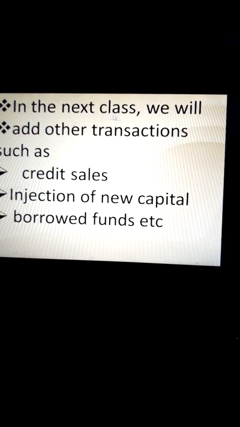Now, in the next class, we will add other transactions such as credit sales, injection of new capital, borrowed funds, etc. Please join us in the next class for further illustrations and lectures.